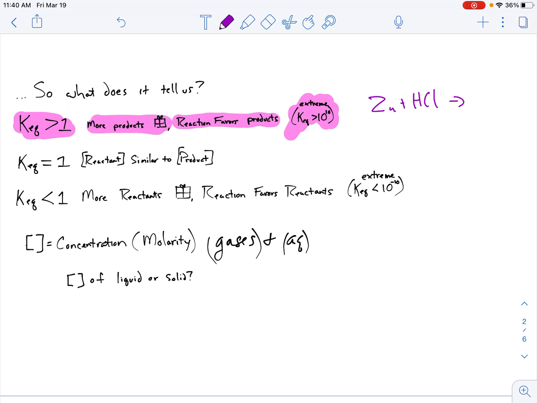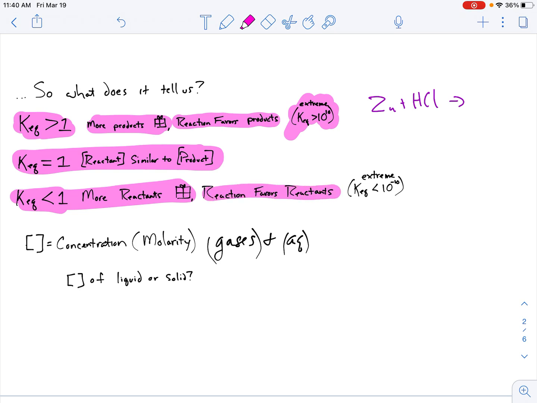There's chemical equilibrium. If your KEQ is 1, that means the concentration of your reactants is going to be similar to your concentration of products. Not one side is favored. If your KEQ is less than 1, I'm going to have more reactants present in my system. That means the reaction is going to favor the reactants. And if it's really, really small, that means the reaction doesn't really even occur.